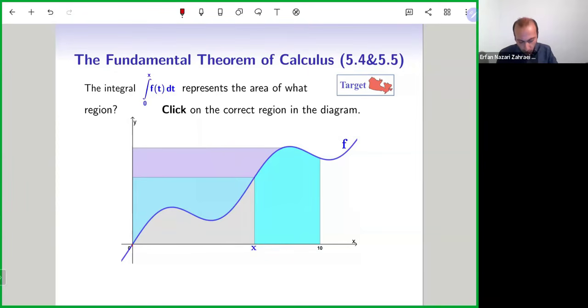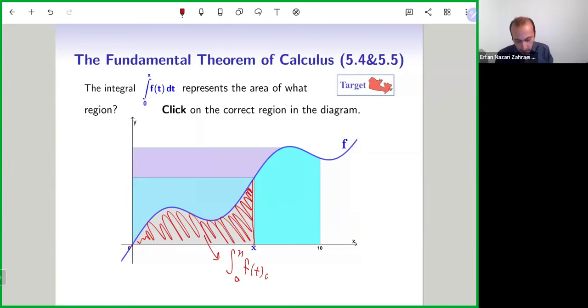Clearly, from 0 up to x, the area under the graph of f. It's this that we are talking about. So basically, this is the integral from 0 to x of f(t) dt. This was, I think, a very straightforward question.